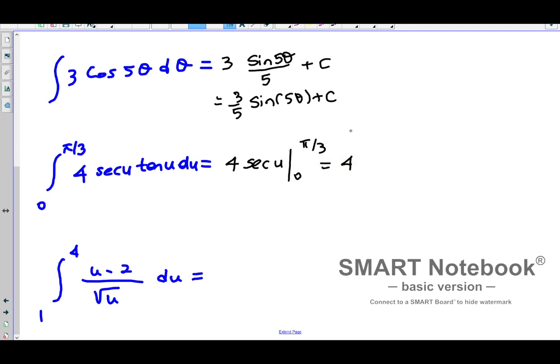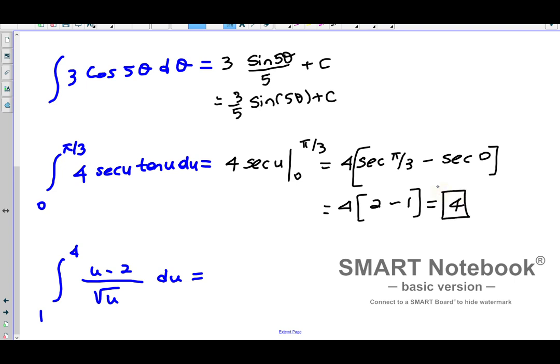And if you plug in the upper limit, so secant of pi over 3. And if you like, you could factor the 4 outside. So it's going to be 4 times, open parenthesis, secant pi over 3 minus secant of 0 when you plug in the lower limit. Okay, pi over 3 is 60 degrees. What do we know about cosine 60? Cosine 60 is 1 over 2, right? Secant is its reciprocal, which is 2. Okay, what do we know about secant 0? Cosine 0 is 1. Secant 0 is 1 over 1, or 1. So here we have 4 times quantity 2 minus 1. So 4 times 1, or 4.